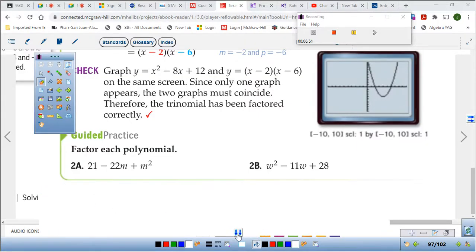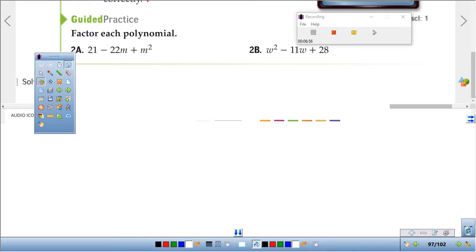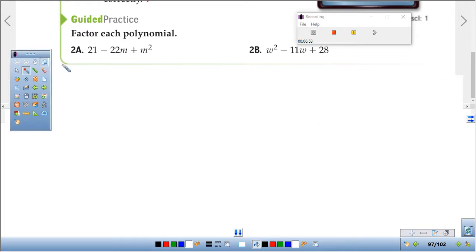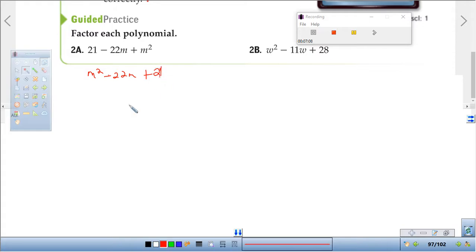Okay, let's try 2a and 2b, guys. Ready? So 2a and 2b, same thing. I'm just switching this around. M squared minus 22m, and this is a positive 21. So I'm doing the factors of 21, right? 1 and 21, pretty easy actually. 3 and 7. I have the negatives because if they add up to a negative 22, they need to both be negative.